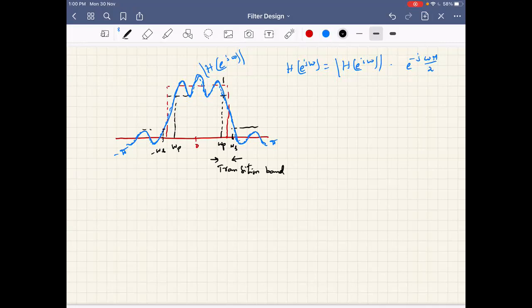So you can see that from here to here, this is the region where we are transiting from pass band to stop band, the transition. As we said, this is proportional to the width of the main lobe, that is 4 pi by M plus 1 here for the rectangular window.